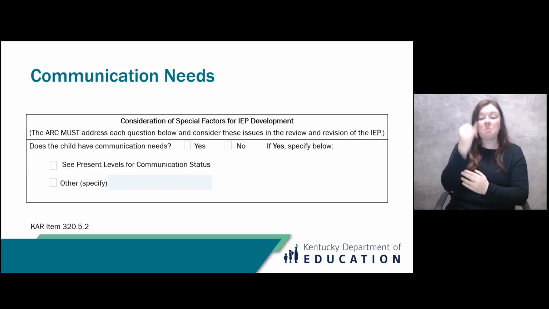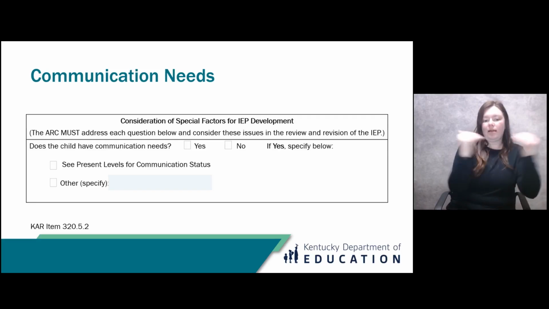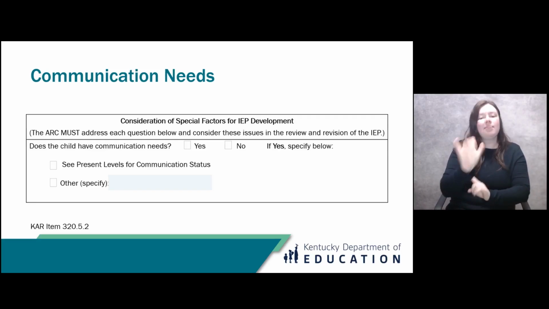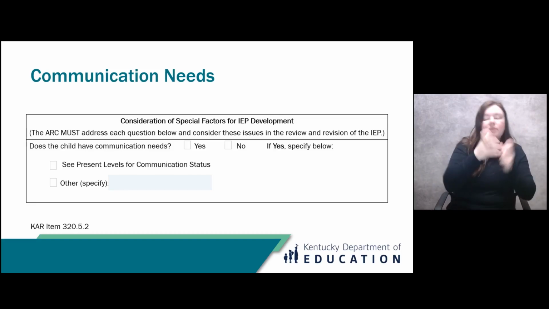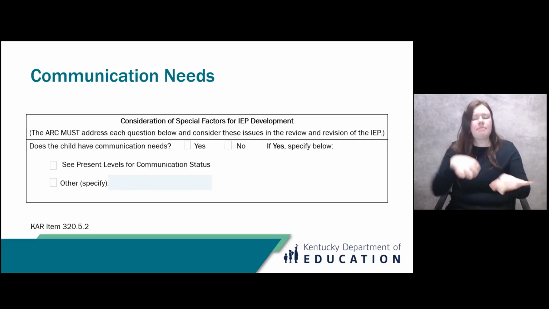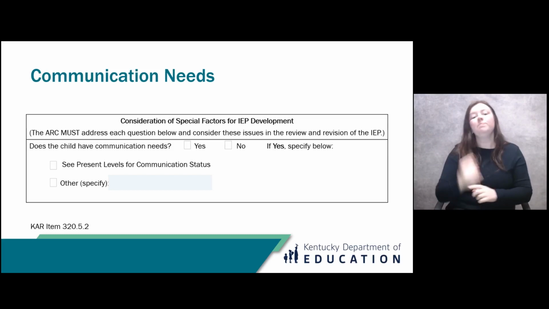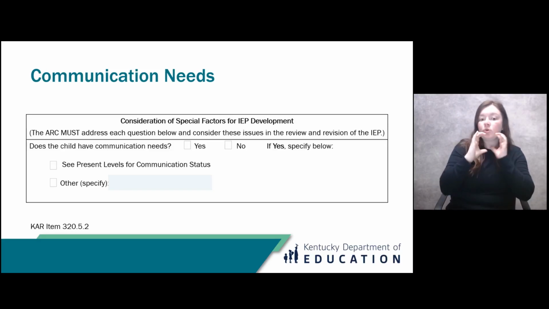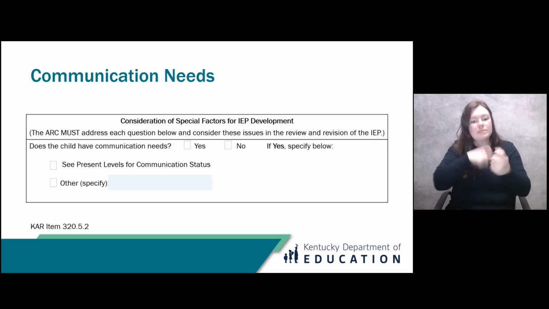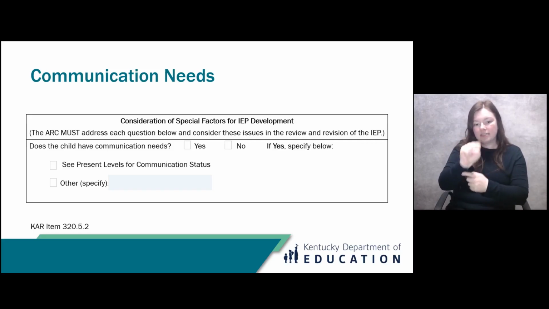If yes, the ARC must specify by marking see present levels for communication status, which would need to include the specific communication needs as well as present levels of functioning in regard to receptive and expressive communication skills. The ARC may specify more details in the Other Specify space on the IEP. If the ARC marks yes to communication needs, then the ARC must address the need for a particular device or service section of the special factors as well. For more information, see video 8 on the need for a particular device or service.